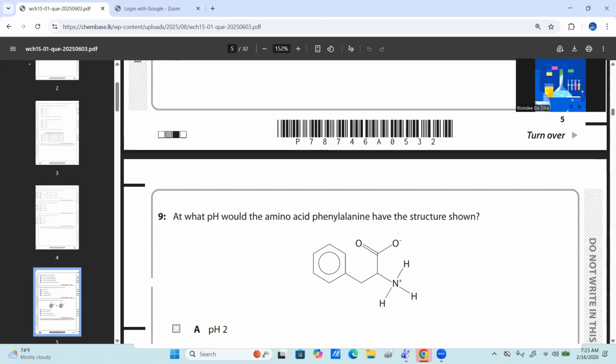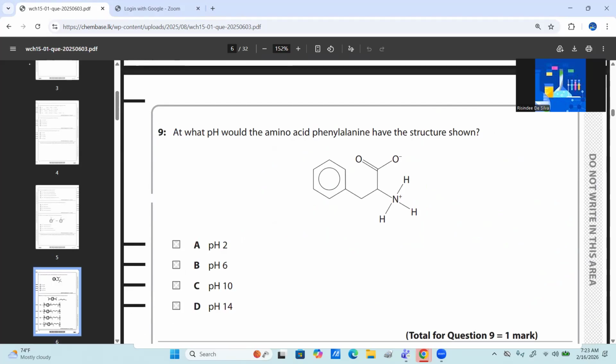At what pH would the amino acid phenylalanine have the structure shown? So you can see, children, if it is pH 2, it should be acidic. Now you can see it has protonated and deprotonated both. If it's pH 6, again it should be acidic only because it's closer to 7. It can be deprotonated as well, but these two are basic pH. Only deprotonation will take place. Therefore, the one that is slightly correct will be pH 6. And it should be the isoelectric pH of the phenylalanine.